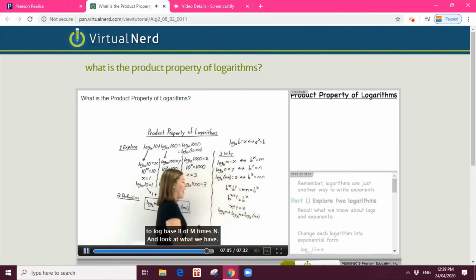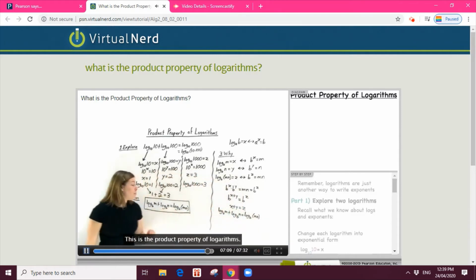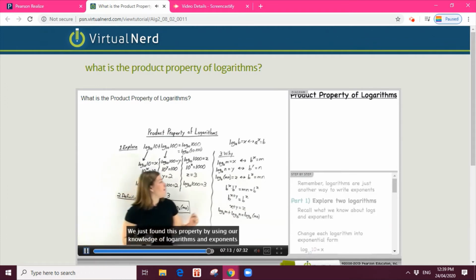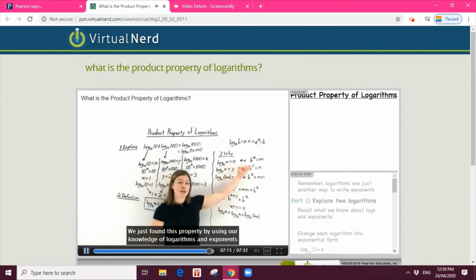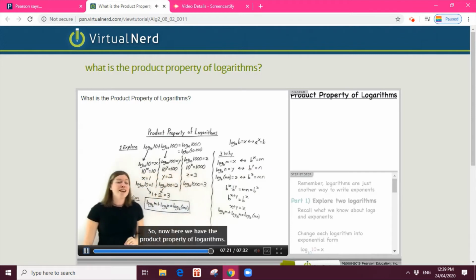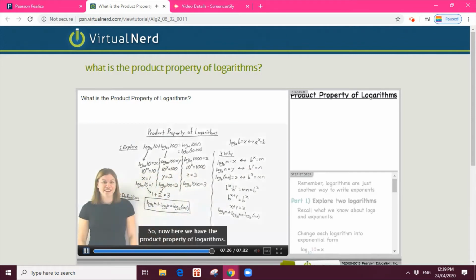And look at what we have. This is the product property of logarithms. We just found this property by using our knowledge of logarithms and exponents and the exponential rules that we know. So now here we have the product property of logarithms.